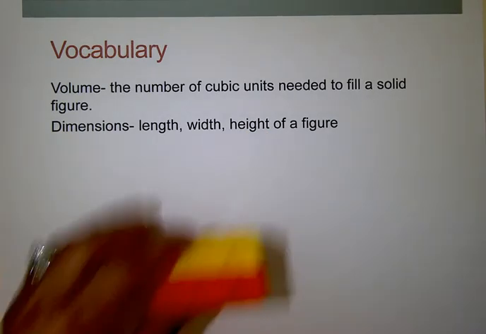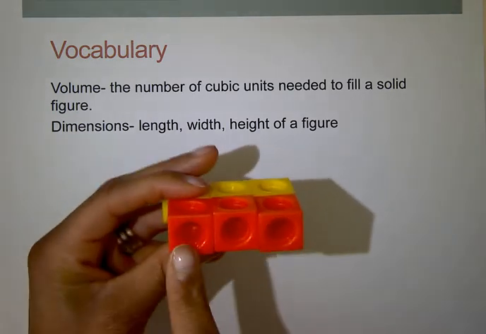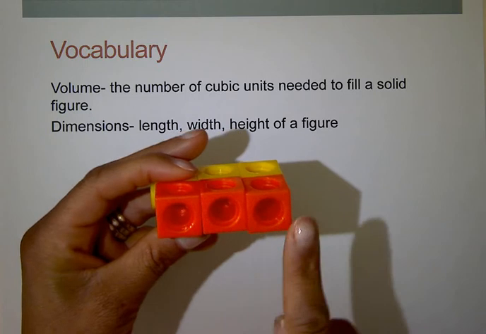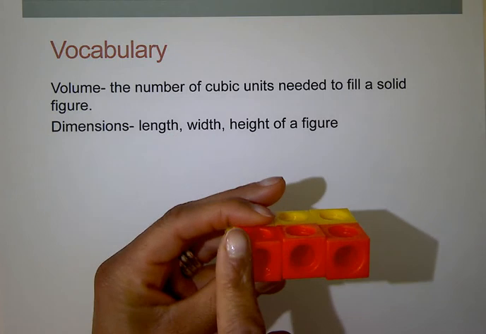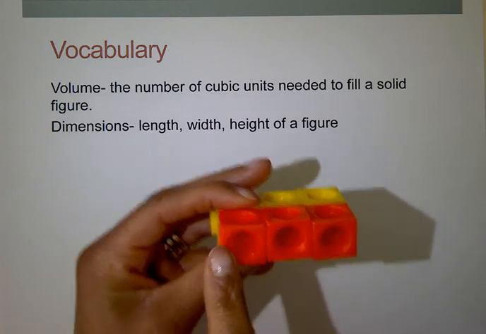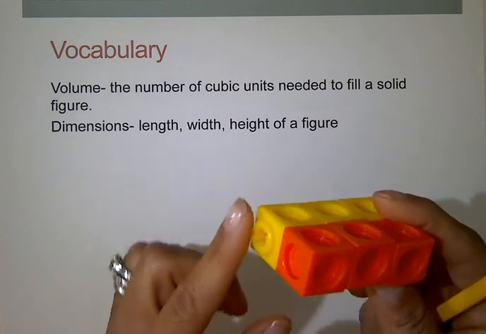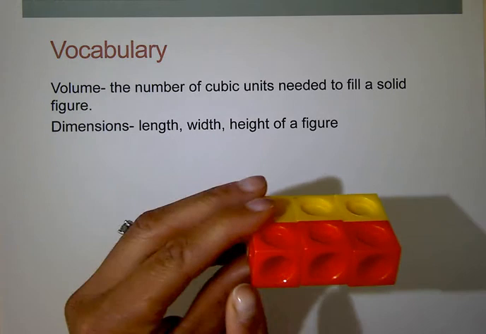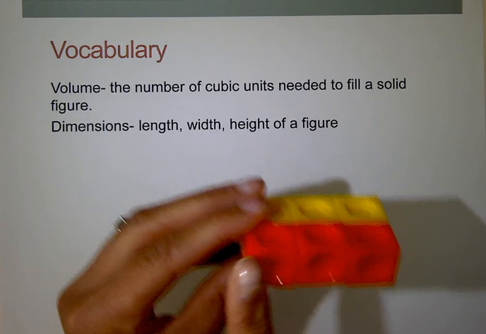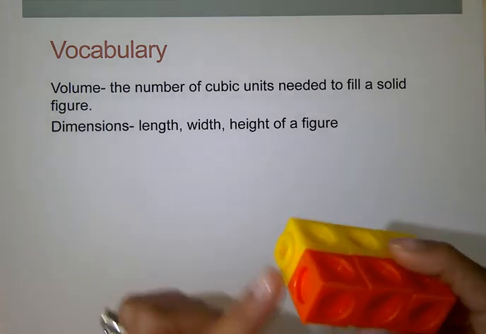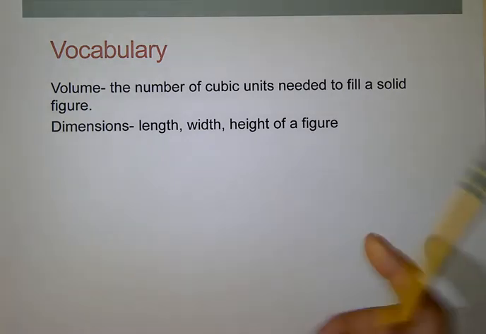So when I look at this set of cubes, one dimension would be measuring across this way. One would be measuring this way. And then lastly, how deep it is would go across this way. So we have length, width, and depth. Those are the three dimensions that we are going to use to measure the volume.